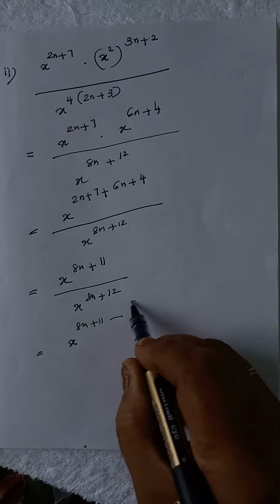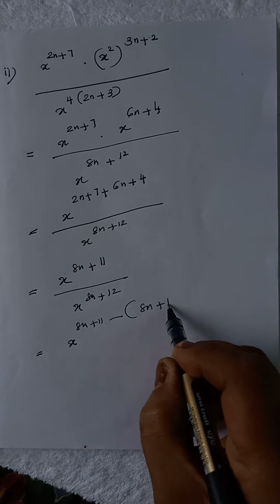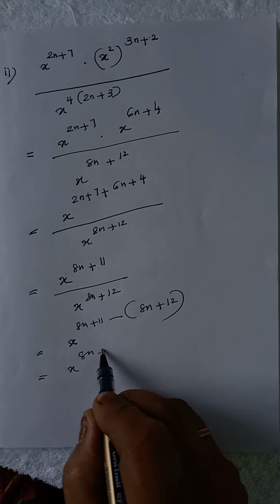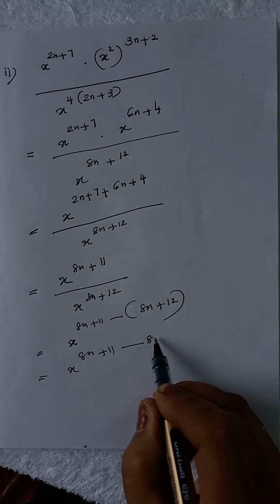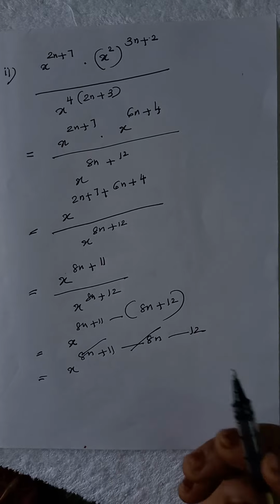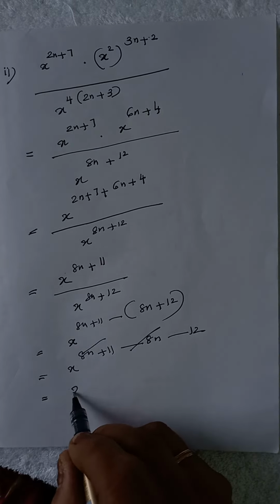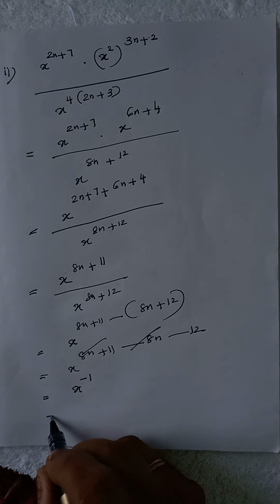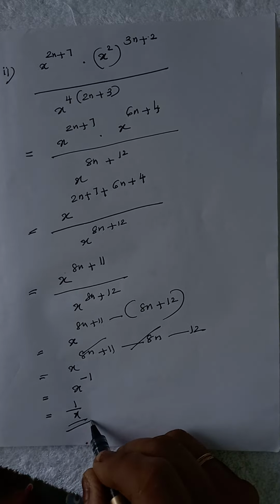x^(8n+11) divided by x^(8n+12), that is equal to x^(8n+11-8n-12). So 8n and minus 8n can be cancelled. So what is remaining? x^(11-12), so x^(-1), that is equal to 1 by x. That is the answer.